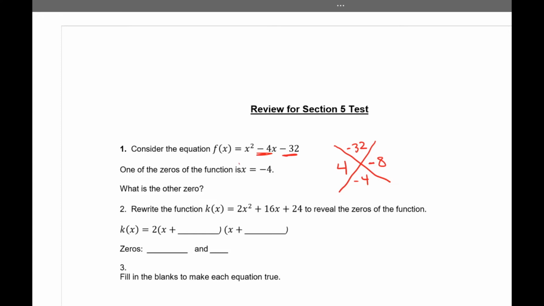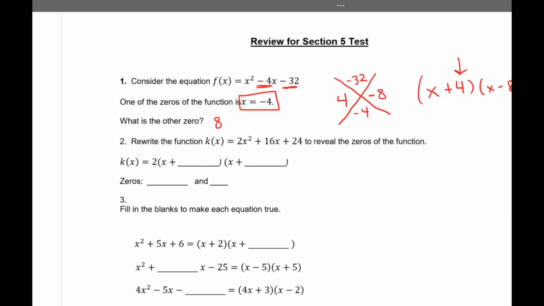So when you're given an answer like that, when you're trying to find x, what you would do is x plus 4 and x minus 8. All you're going to do is take the opposite. So if the number is positive, your answer is going to be negative, like this answer. So this is a negative 8, which means the other zero is going to be positive 8. And that's the answer for number 1.